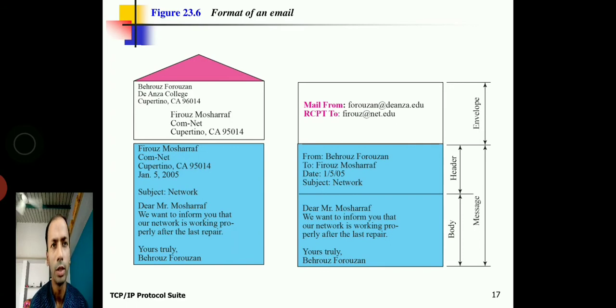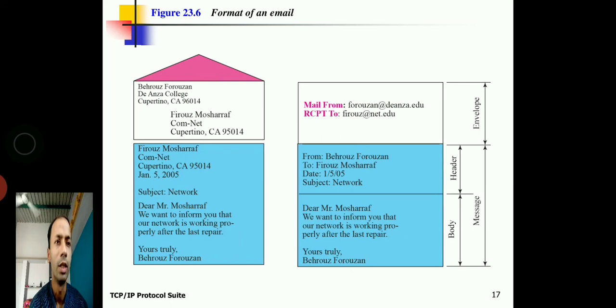Now when I compare this message with our electronic mail, the envelope part of our traditional postal mail is replaced by the email IDs. Okay, so email ID is what? It is the identification of the specific mailbox of that particular user, that may be Bob or Alice. Here you can mention mail from, for example, firoz@dnza.edu, that is the sender's address. Now receiver is what? Firoz@net.edu. These two, sender and receiver, are on different mail servers. So now it represents what? The envelope from our postal mail.